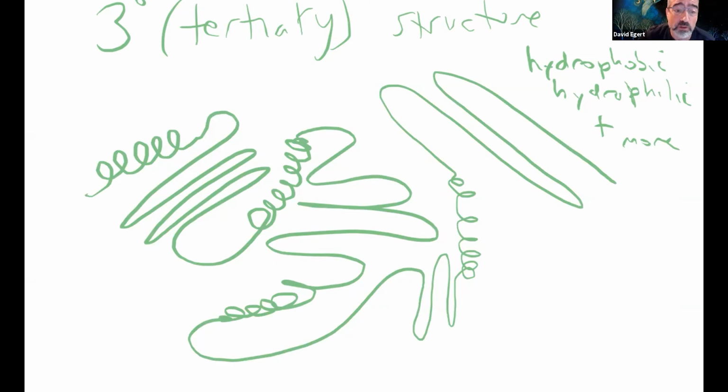Exactly what the form looks like is going to depend on its function. Ones that act as an enzyme are going to be more globular. Ones that act more as a structural thing might be more fibrous, to make structural fibers and things. Many of the proteins are functional at this level.